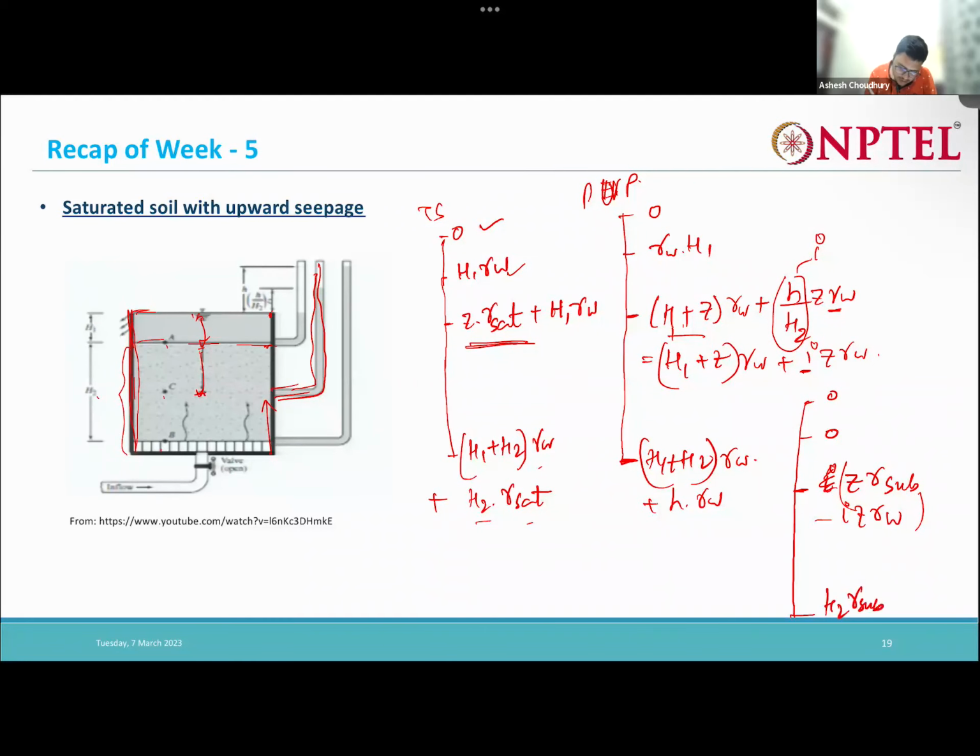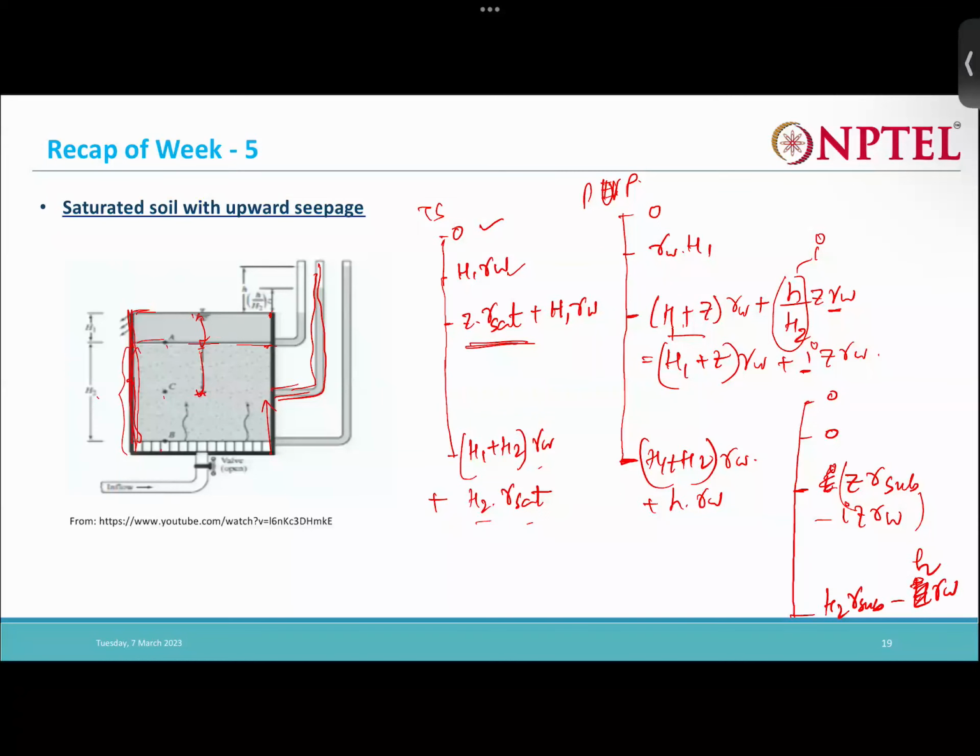H2 gamma submerged minus h gamma W. So H2 is this much, into gamma submerged, minus h, which will be small h, right? Small h, gamma W. Yes, correct.